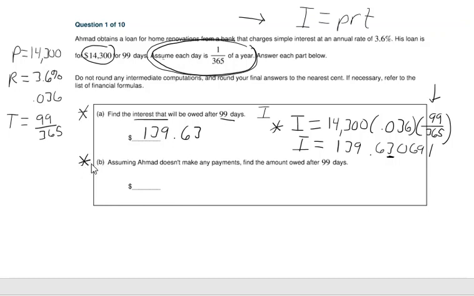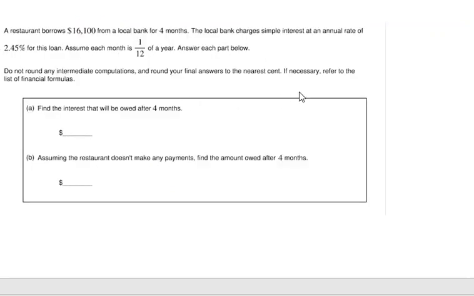And then for part B, assuming Ahmed doesn't make any payments, find the amount owed after 99 days. Part A is the interest, and then you have to add that to the original loan amount, and that will tell you how much he now owes after 99 days. So if I take the $139.63 and I add it to $14,300, I get $14,439.63.